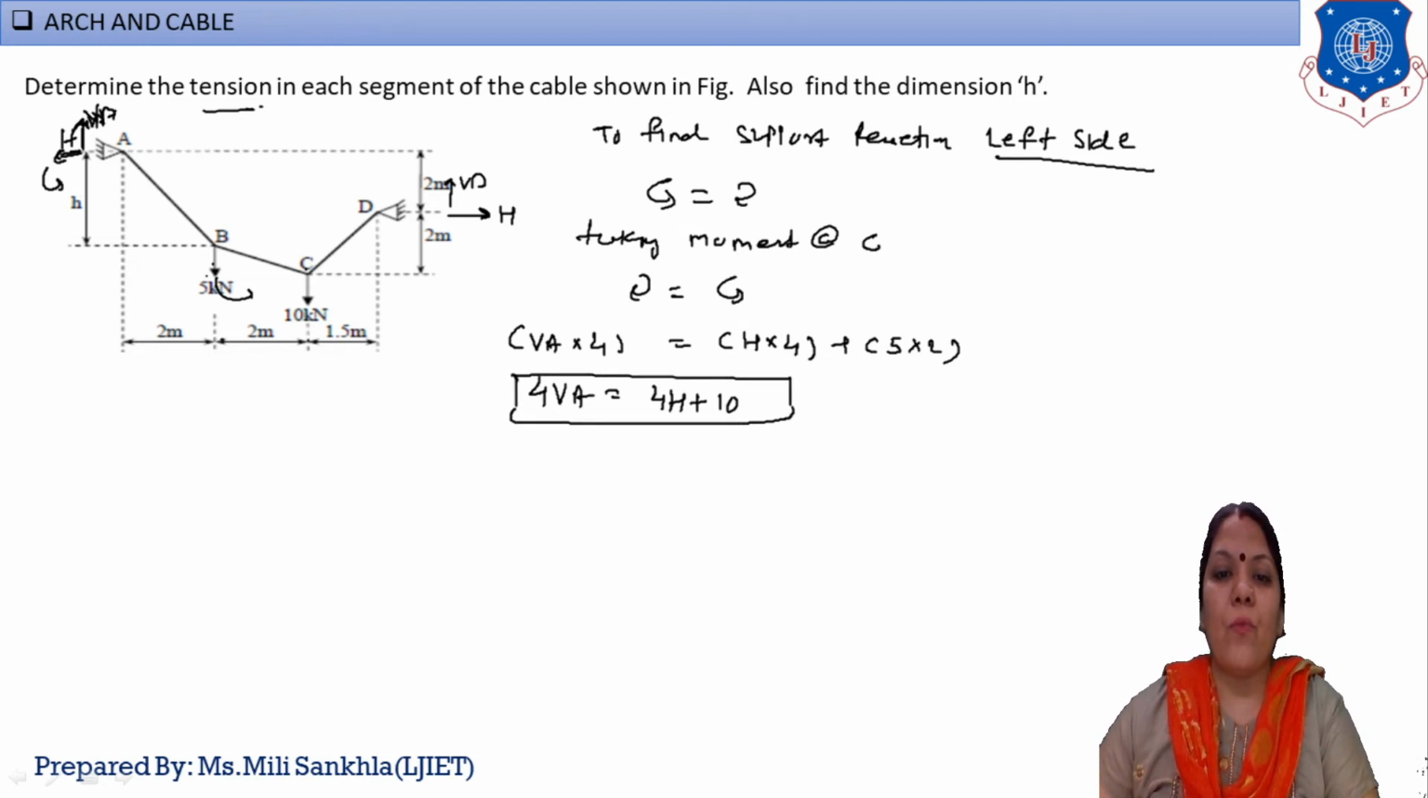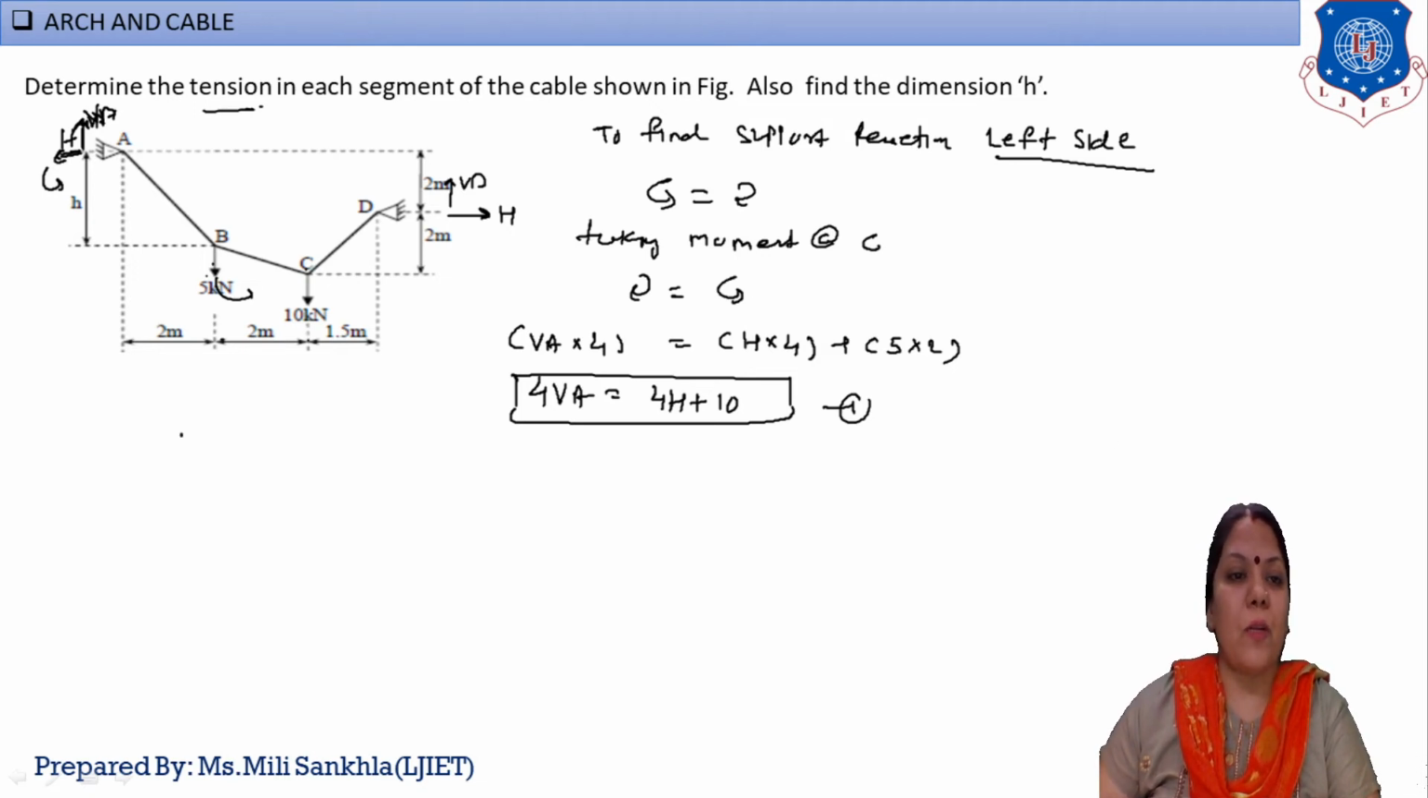Now we find the second equation from the right side, and then we find our horizontal and vertical reactions. Now from the right side, taking moment about C.